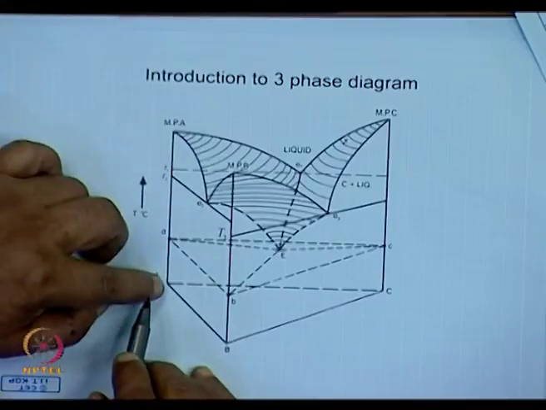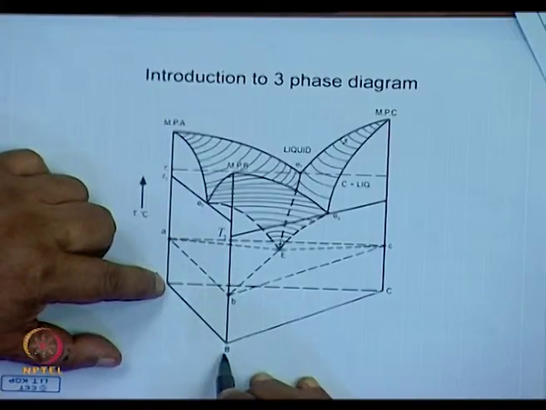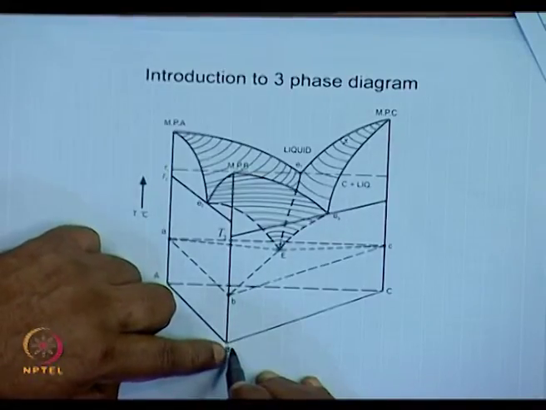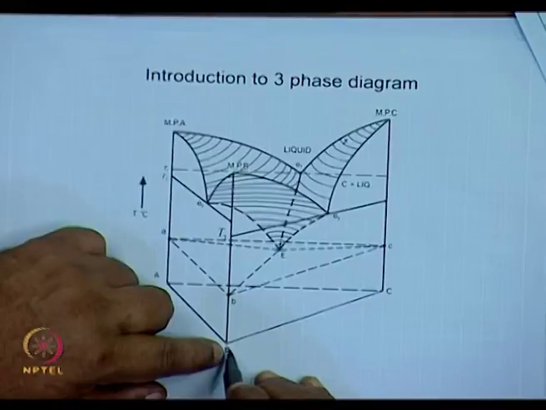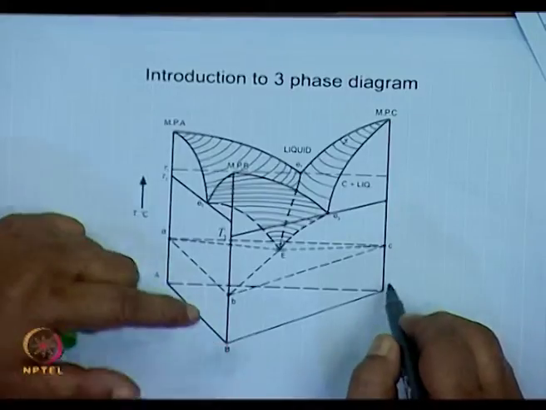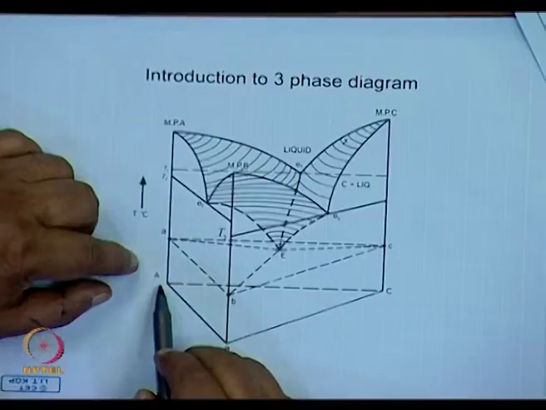So this is the 100% A end of AB. This is the 100% B end of BC. This is the 100% of AB. This is the 100% AB of BC. This is the 100% C of BC. And this is the 100% C of AC, and this is it.